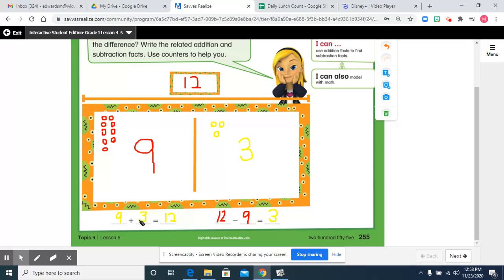Now if you look, these are related facts because they have 3 numbers that are the same. Both have a 3 in it, both have a 9 in it, and both have a 12 in it. Are they in different orders? Yes, they are, but they use 3 numbers that are the same. Okay? All right, if you're good there, turn to the next page, please.